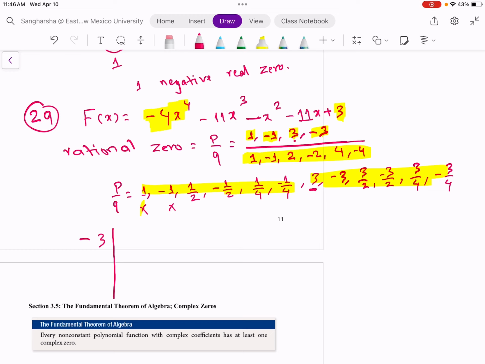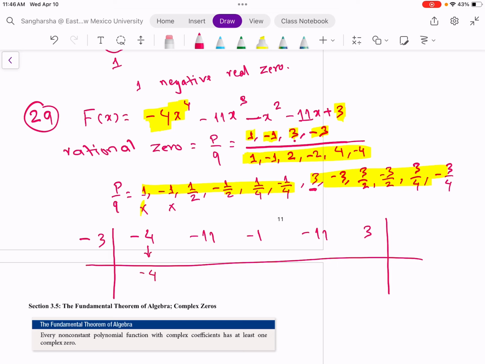In order to divide, we have negative 4, the coefficient, then negative 1, negative 11, positive 3. There is no missing term. If you have a missing term, you're going to use a 0. We have x to the power 4, cube, 2x, so no missing term. Let's drop this one, negative 4. Negative 4 times negative 3 is positive 12. So this is positive 1. 1 times negative 3 is negative 3. So this is negative 4. Negative 4 times negative 3 is positive 12. So we have 1. 1 times negative 3 is negative 3, this is 0. So this is our r of x.